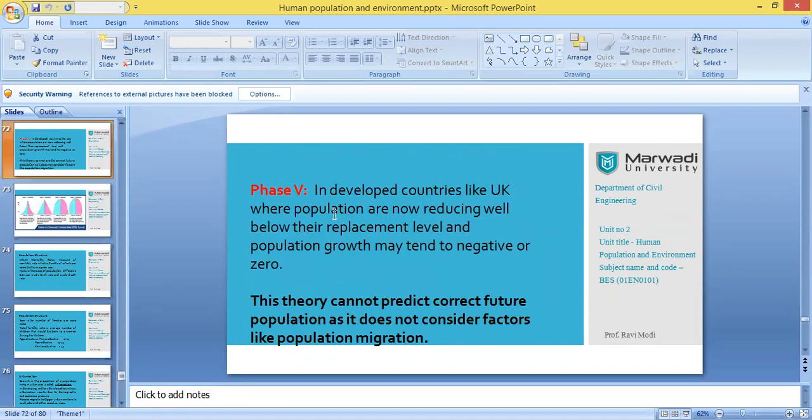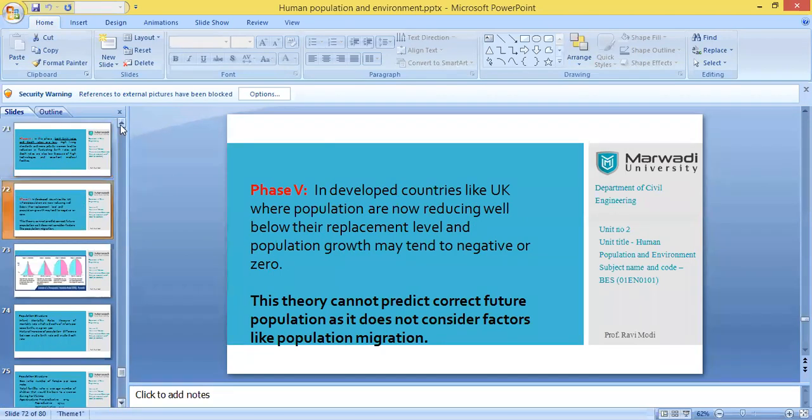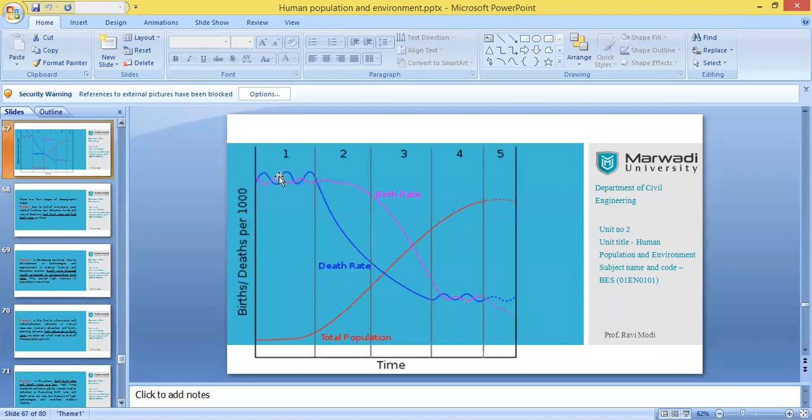And in the fifth phase, in the developed countries like UK, the population is now reducing well below the replacement level, and the population growth may tend to negative or zero. This fifth phase is still not observed in almost all the countries, but in a few countries the death rate has increased and the birth rate has been controlled, so it results in a net zero overall population. Which is an ideal thing that should happen.